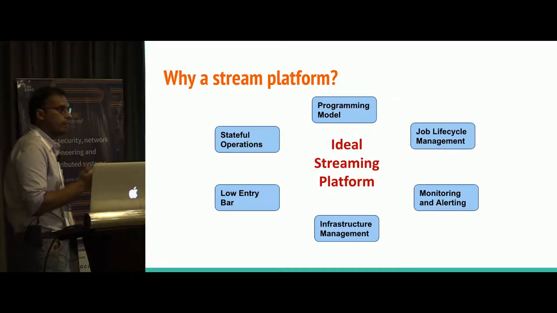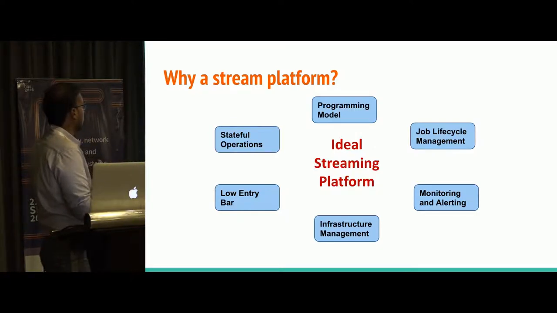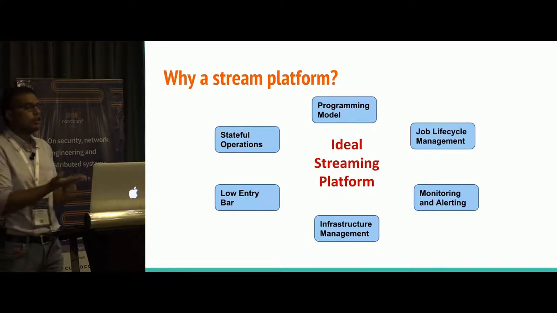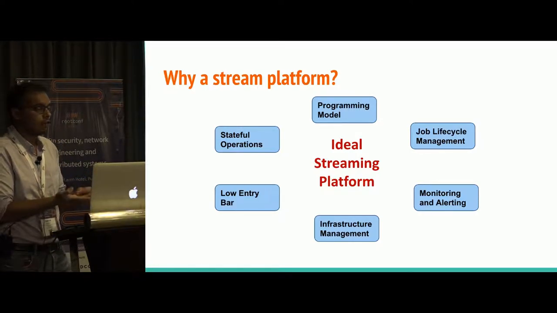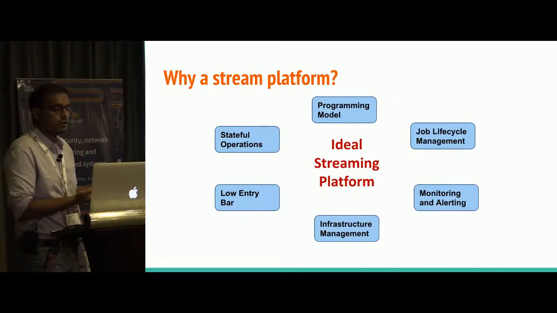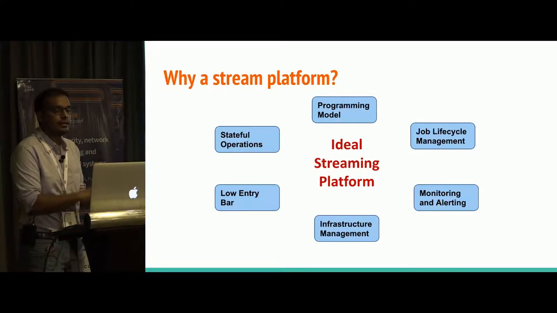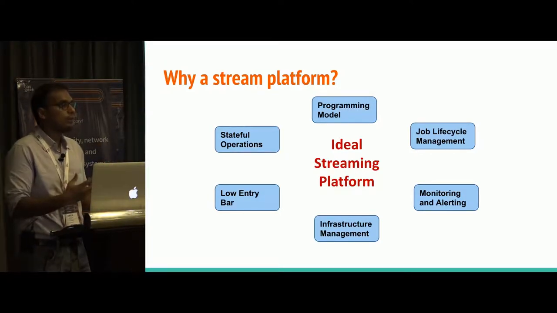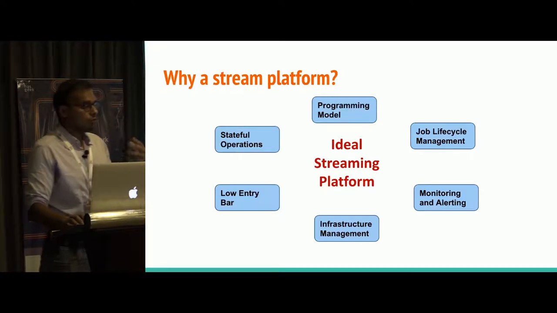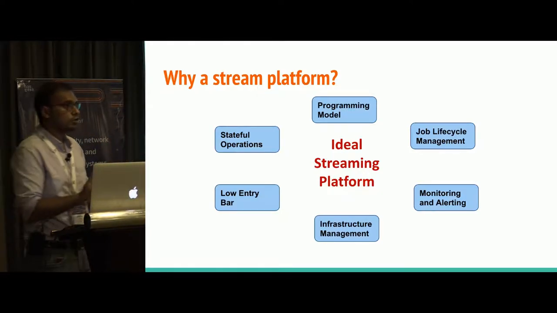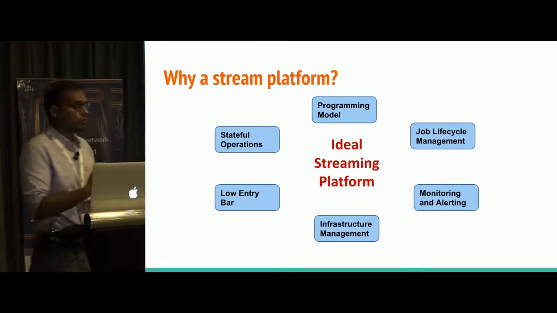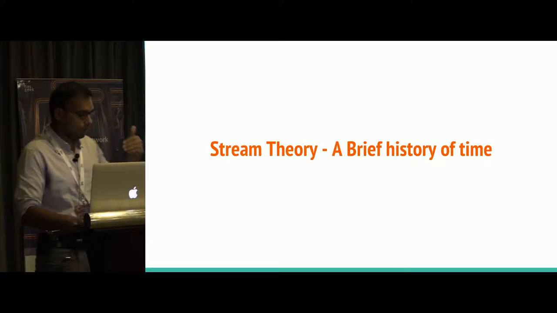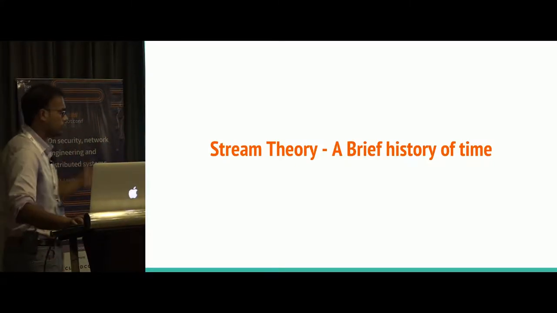So in our opinion, for an ideal streaming platform, these are the six pivots that are really required. You need a good programming model. You need stateful operations. You want to lower the entry bar. You want infrastructure management, monitoring, alerting, and job lifecycle management. So these are the six pivots on which we started thinking about our platform. But then there are a lot of open source alternatives, right? So why can't we use some of them? I'll take you through what our analysis was.